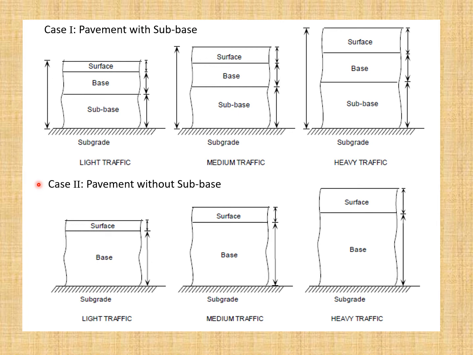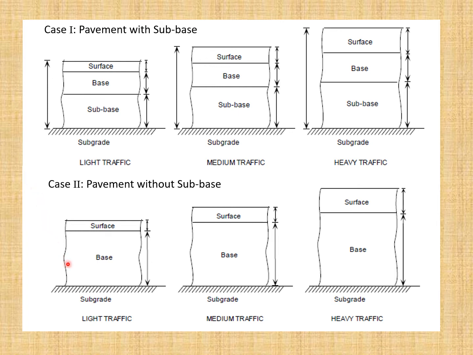So I will repeat, when you are considering case 2, that is the pavement without subbase, what we are doing is just increasing the thickness of the base. So we are just going to substitute the subbase by additional thickness of base. That is the basic concept involved in this case too.